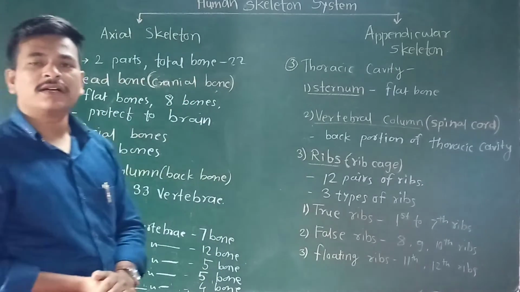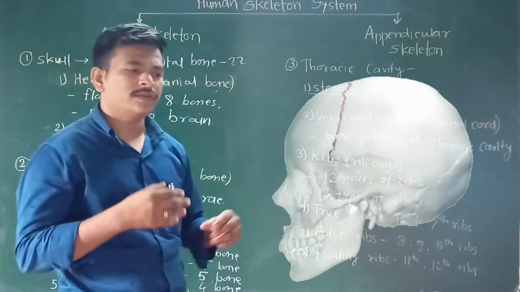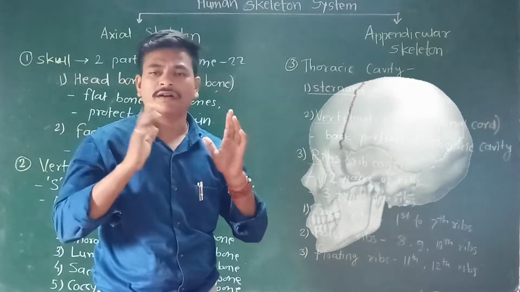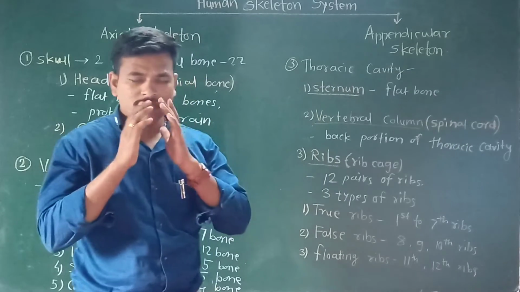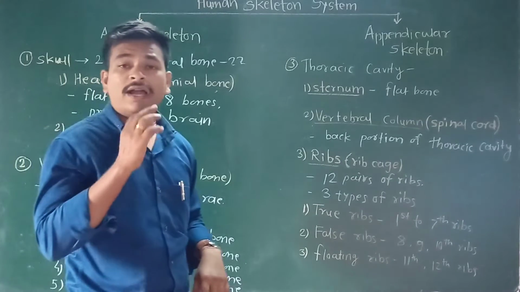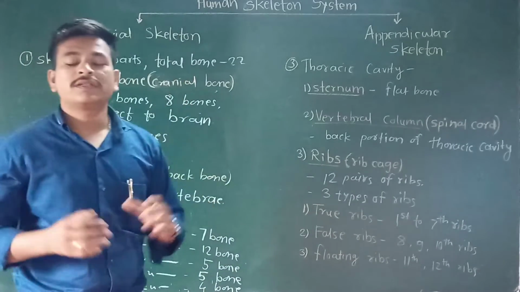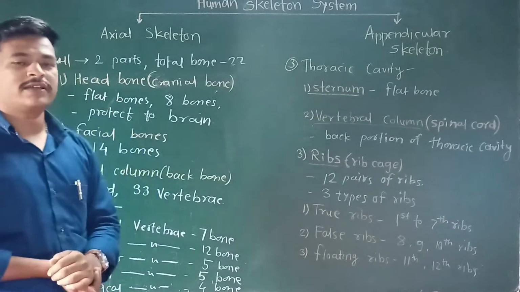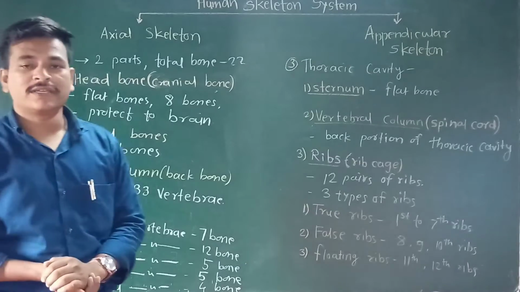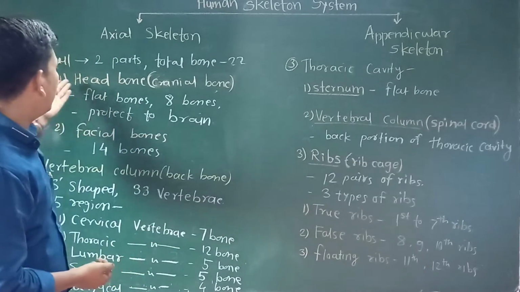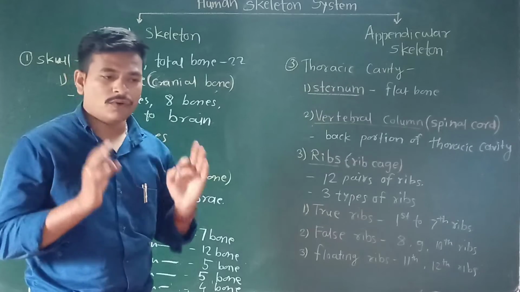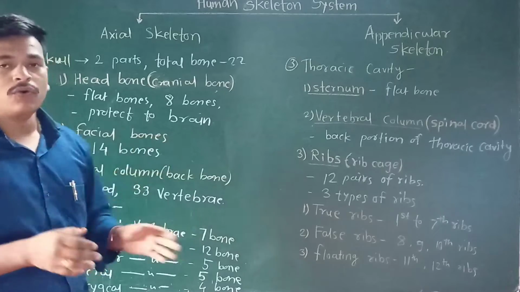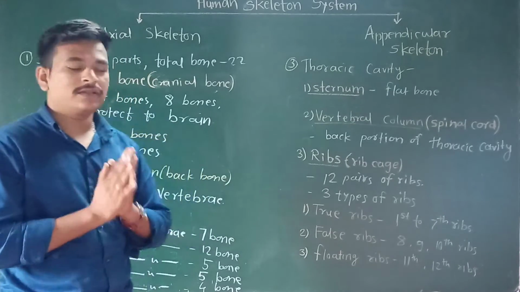The skull is the framework of bones which provides protection for our organs of hearing, vision, smell and taste. The skull is also divided into two parts. First is the head bones, also called the cranial bones, and second is the facial bones. The head bones are totally flat bones, and there are a total of 8 bones present.